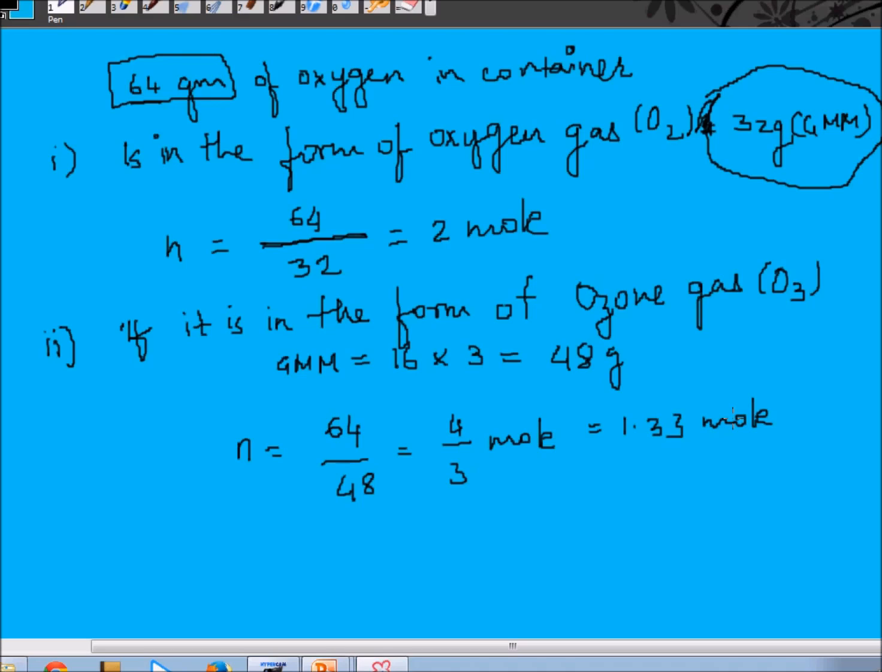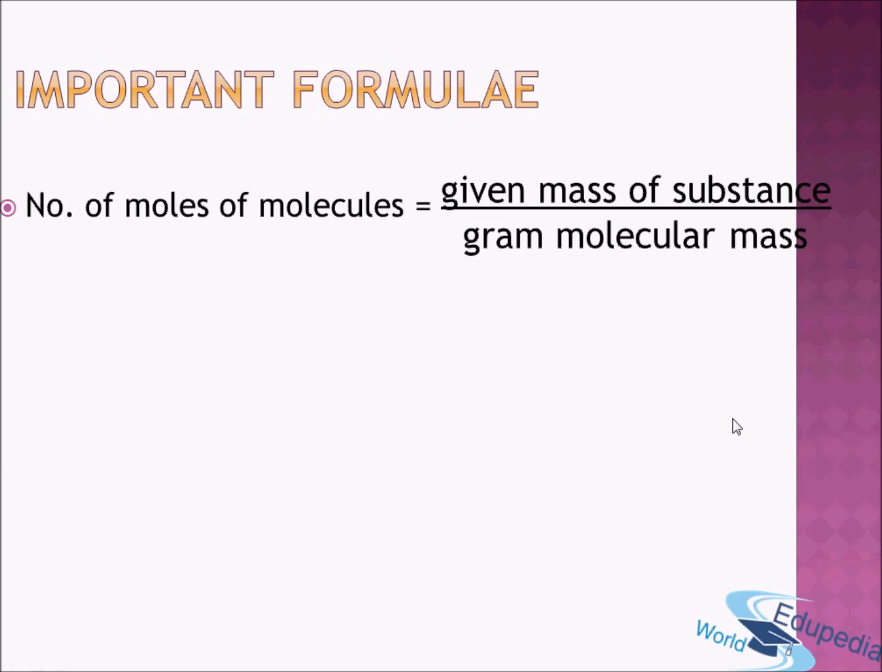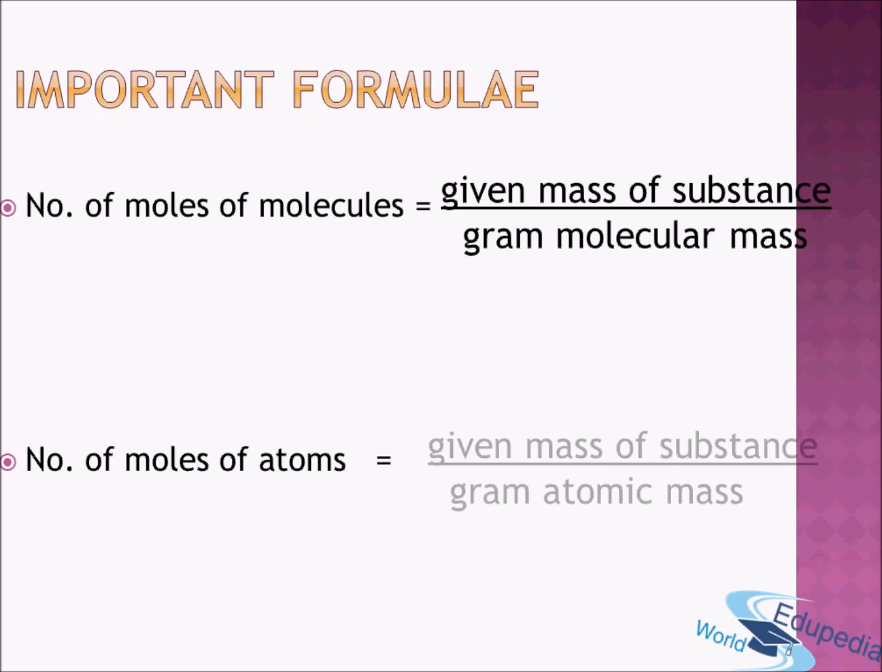Alright, so this is how you use this formula. Similarly, the other formula is the number of moles of atoms. Again the same concept, but only applicable for atoms, not molecules. The number of moles of molecules was given mass divided by gram molecular mass. Similarly, the number of moles of atoms will be given mass divided by gram atomic mass.